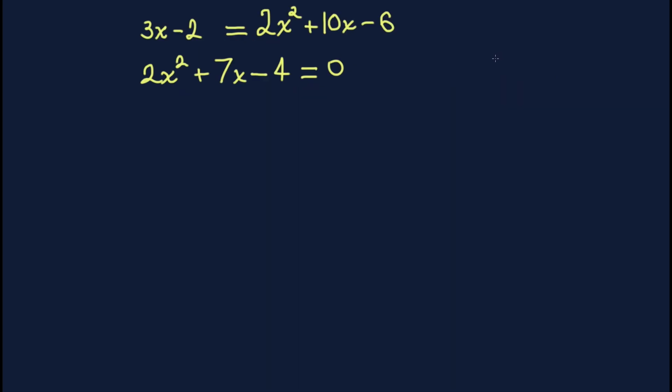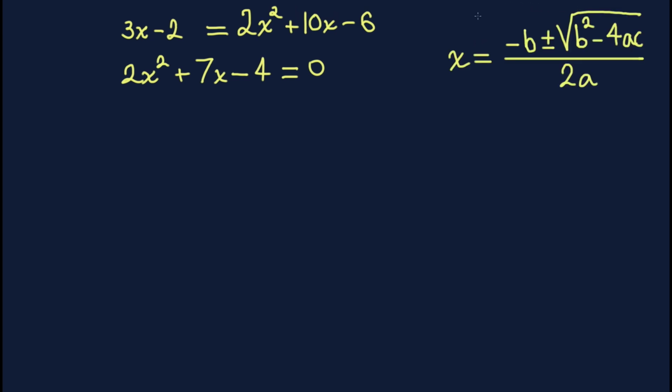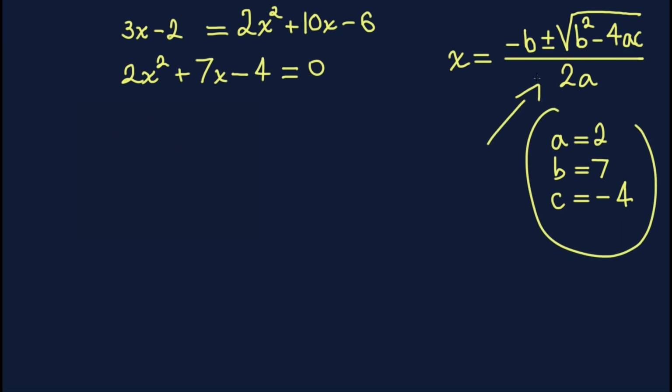Now we want to find the values of x that make this equation true. So somehow all this has to be equal to 0, and we can do that using the quadratic formula. And the letters in this formula correspond to A, this is A, this is B, and this is C, meaning A equals 2, B equals 7, and C equals minus 4. Let's plug these values into the formula.